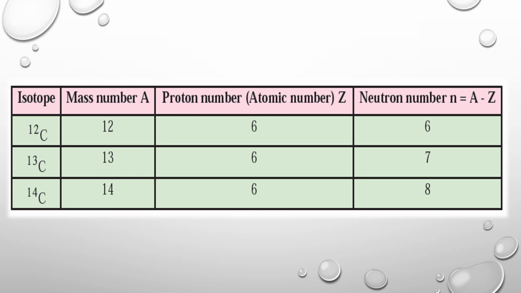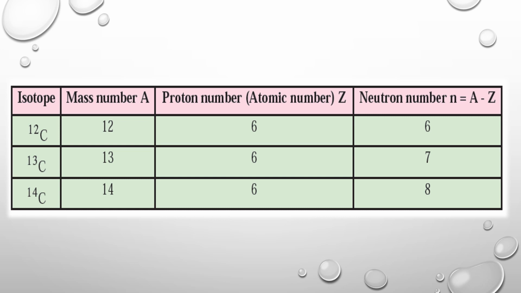Now here is a table where the first column on the left is that of the isotope. So you have 12 carbon, 13 carbon and 14 carbon. The next column is mass number. As I told you, mass number will always be the superscript. That is, the number which is written on top will always be the mass number. So here we have 12 carbon. 12 is written as a superscript, so that itself becomes the mass number. Then 13 carbon, so 13 becomes the mass number, and 14 carbon, so 14 becomes the mass number.